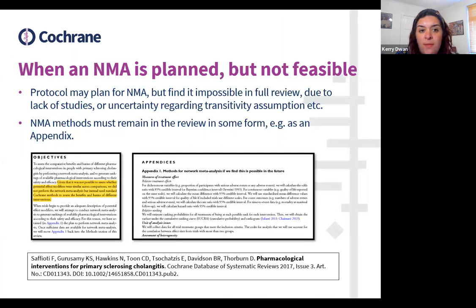So what do we do if a network meta-analysis is planned but not actually feasible? In the protocol, you may set out to plan for a network meta-analysis, but in the full review, because of the lack of studies or uncertainty regarding the transitivity assumption, it might not be possible to actually undertake one. We do recommend that the methods remain in the review in some format, perhaps in the appendix, because if you do update the review and find more studies, it may be possible to conduct the network meta-analysis in the future.